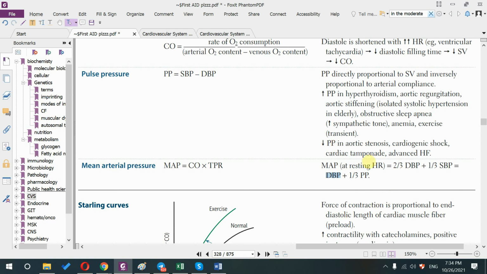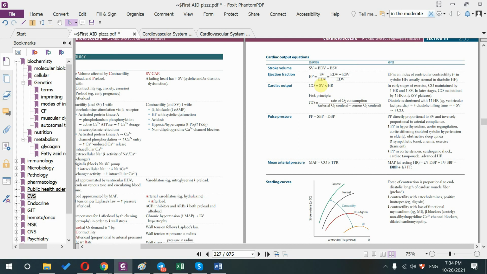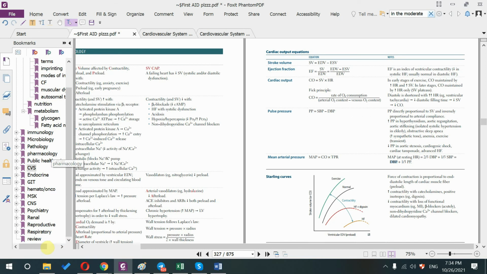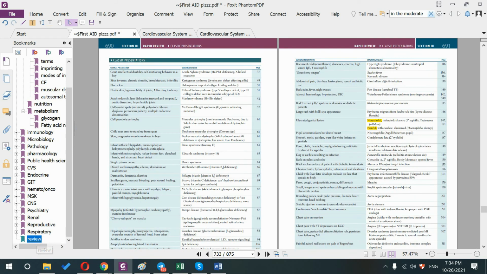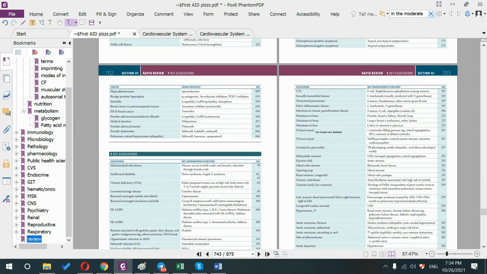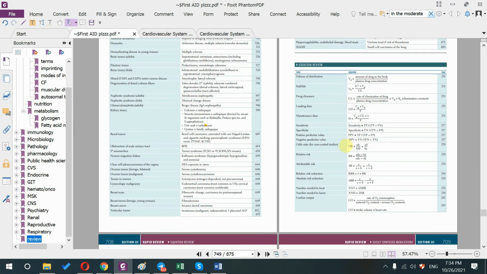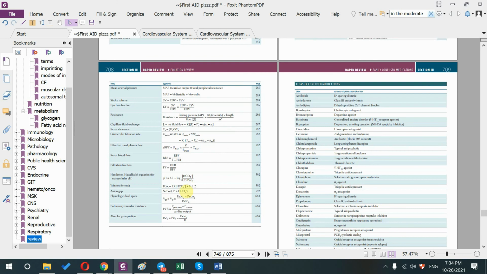By the way, guys, if you don't know all of these formulas, it's okay. Anyway, one day before your exam, you will go to the rapid review section. There is this. See, 1 page, 2 pages. You have to memorize every single one of these formulas.